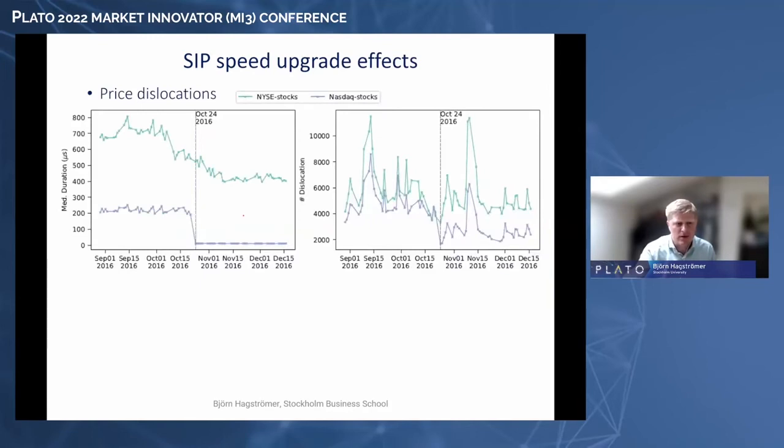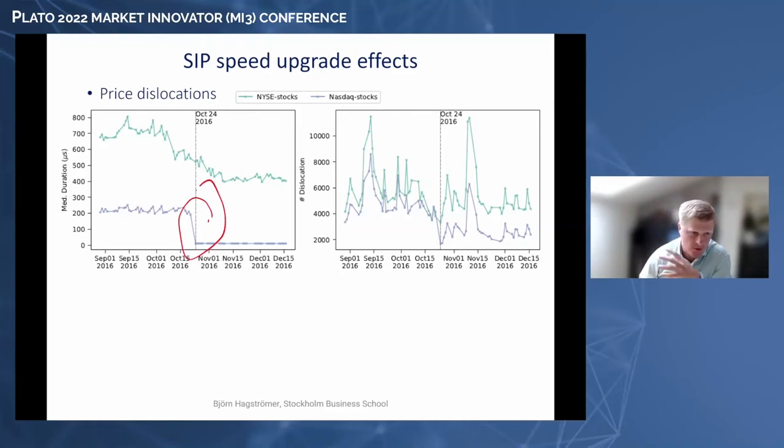So let's turn to those results and start with price dislocation, which is the fact that when prices change, they will change in the direct data feeds before they show up on the SIP. So we get price dislocations when the SIP differs from the direct data feed. And as expected, the duration of these differences shrinks abruptly around the event, as you can see here, from roughly 200 microseconds to about 20 microseconds.